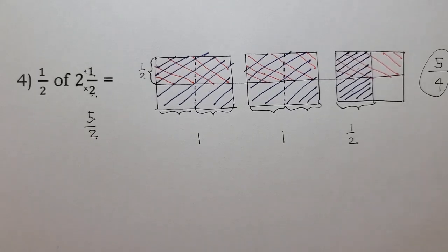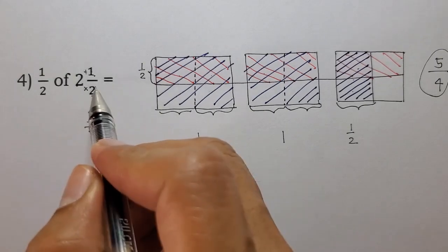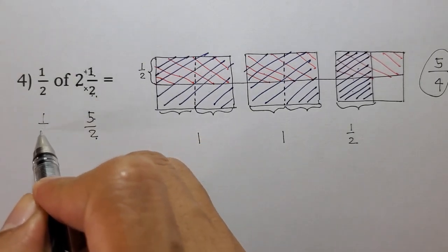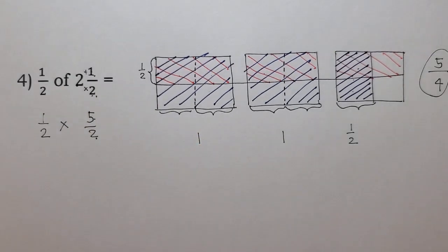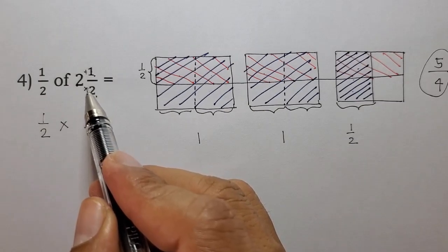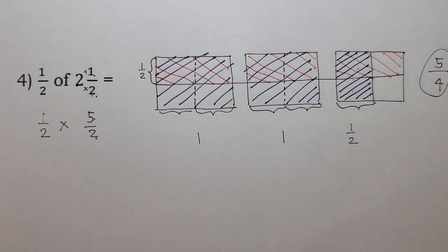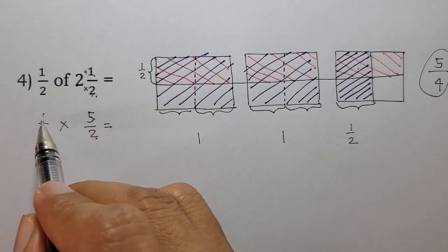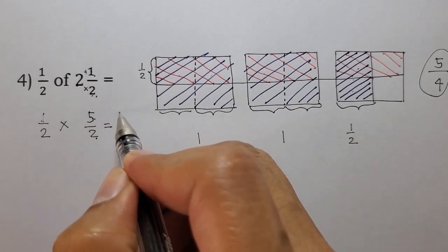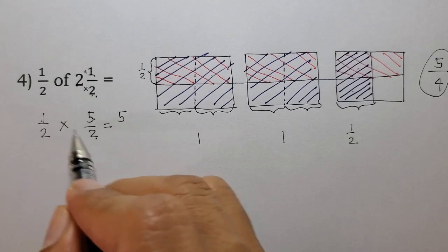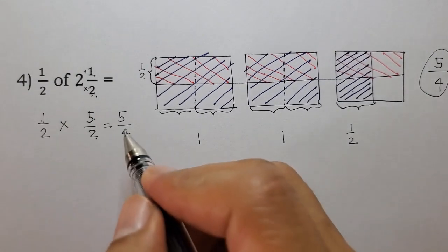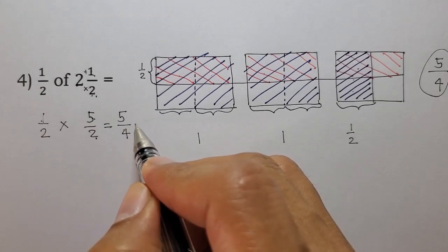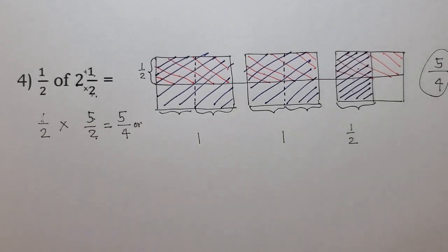Let's see. So when we say 1/2 of 2 and 1/2, you just get 1/2 times 2 and 1/2, which is also equal to 5/2, as what I have discussed a while ago, changing or expressing our mixed form into improper. Then all you have to do is just multiply numerator by numerator, which is equal to 5. 1 times 5 is 5, and 2 times 2 is equal to 4. So that's 5/4. However, this fraction is an improper, so we could change that into mixed form.